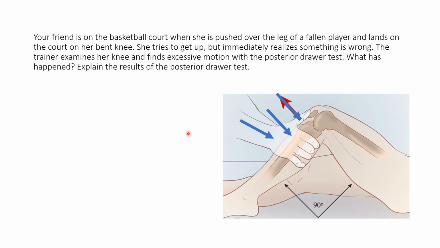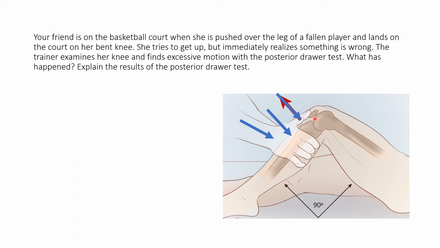So now let's go over some example problems. Your friend is on a basketball court when she is pushed over the leg of a fallen player and lands on the court on her bent knee. She tries to get up, but immediately realizes something is wrong. The trainer examines her knee and finds excessive motion with the posterior drawer test. What has happened? Explain the results of the posterior drawer test.